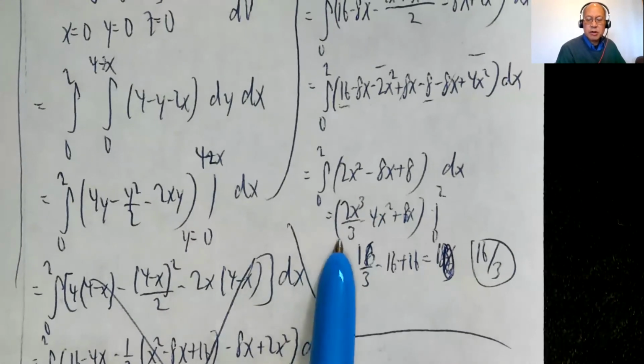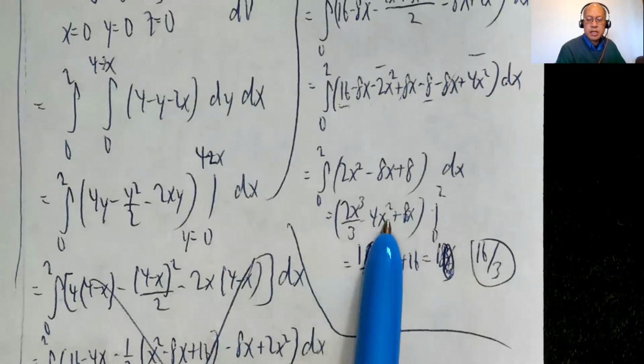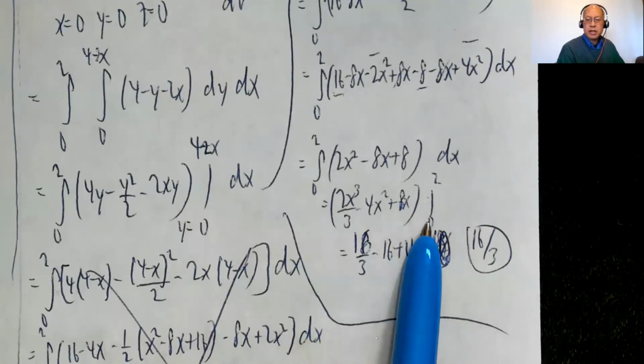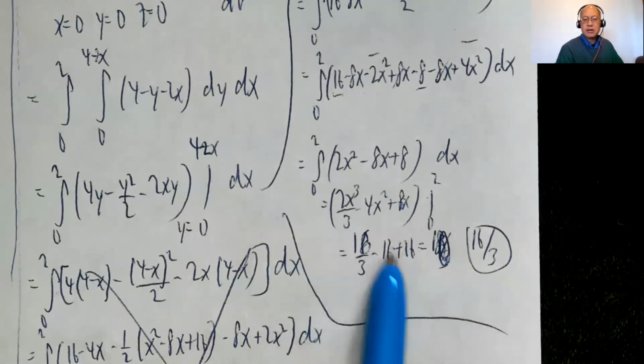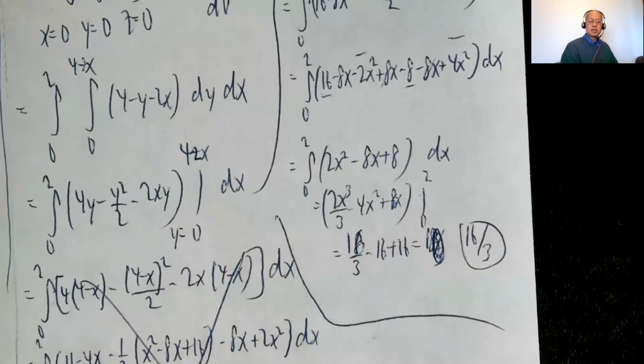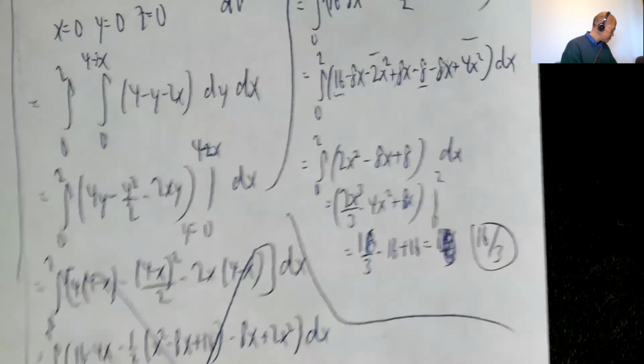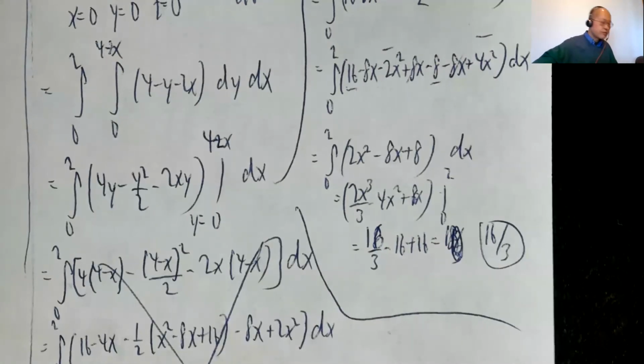Okay, so 2x cubed over 3 minus 4x squared plus 8x from 0 to 2. Plug in 0, you get 0. Plug in 2. 16 over 3 minus 16 plus 16 cancels out. Final answer is just 16 over 3. All right, so that was section 15.6 on triple integrals.